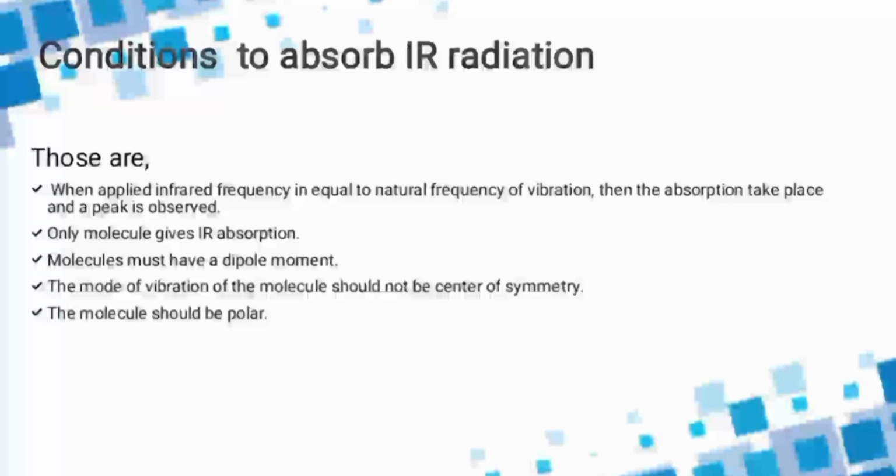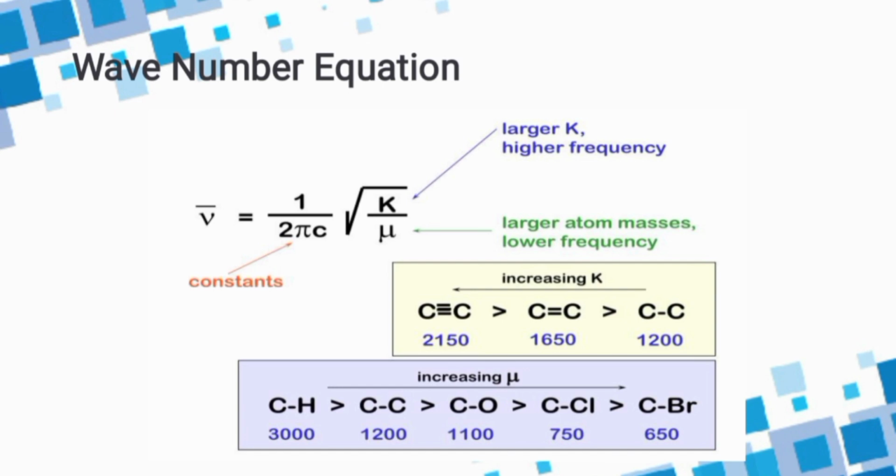What are the conditions to absorb the IR radiation? When the applied infrared frequency is equal to the natural frequency of vibration, then absorption takes place and a peak is observed. Only molecules give IR absorption. Molecules must have a dipole moment. The mode of vibration must cause a change in the dipole moment.